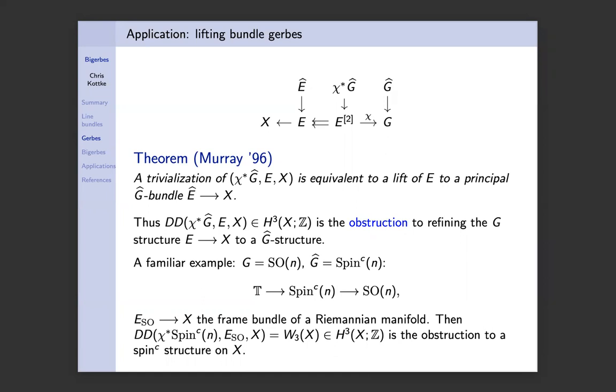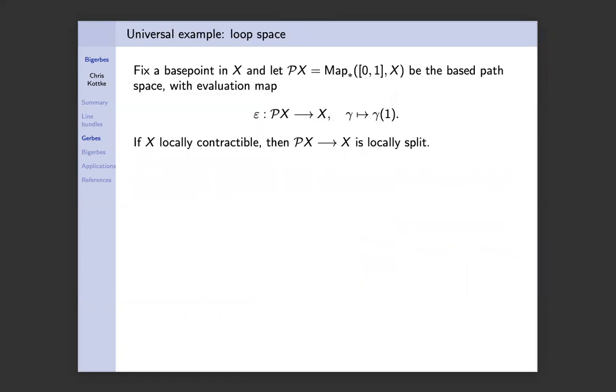I'll give one more example of bundle gerbs before going on. Another thing that we can look at is the based path space over X. So let's just fix a base point in X and then look at the space of all based paths, starting at the base point at 0 and then ending somewhere else at point 1. And we'll take the evaluation map at the far end point, the evaluation map at 1, back to X. So if our space is locally contractible, which is a quite mild condition, then this becomes a locally split map.